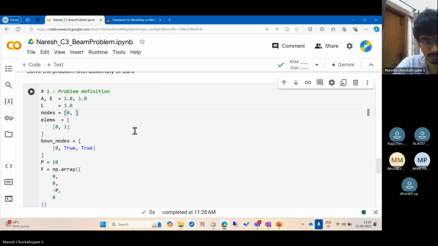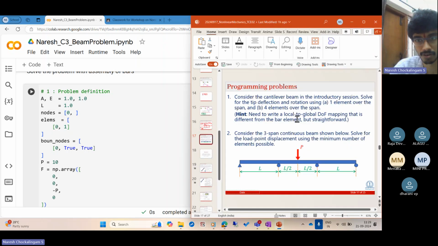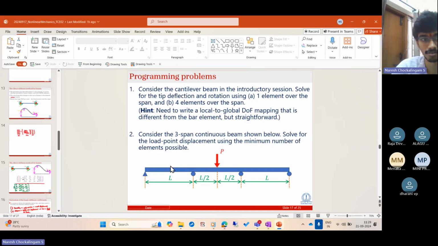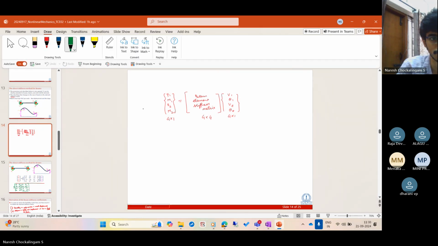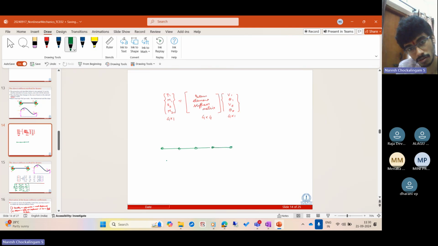No, we're using 4 elements. So I'm saying you will have nodes like this. The total length is L, and I'm using 4 elements. So 0. Where is this node situated? It's not so difficult, 0.25 L. So you get the idea.